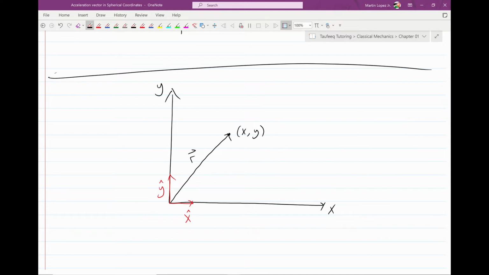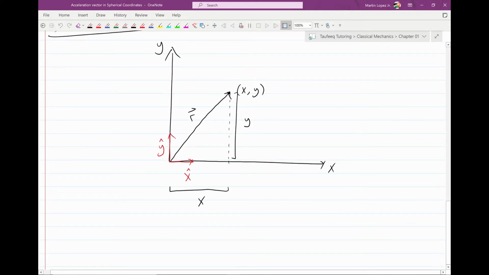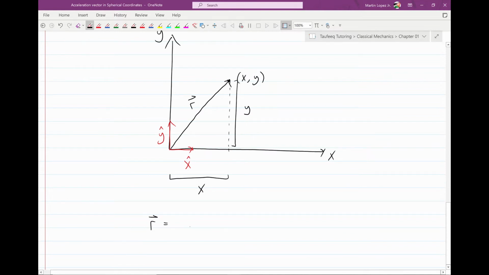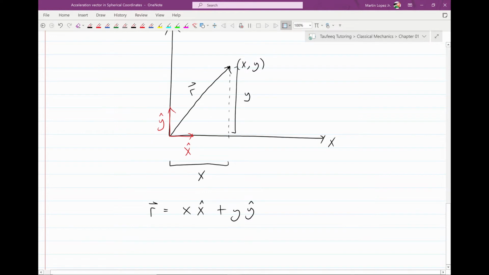How do we represent this position vector R as a linear combination of x hat and y hat? Well, if we call this distance here just x, you go x spaces to the right arbitrarily, and you go y spaces up, then we can define the position vector to be x x hat plus y y hat. Okay? Very good.